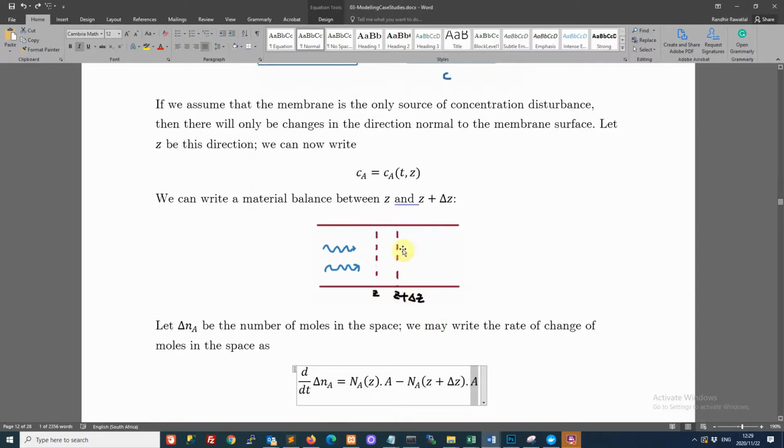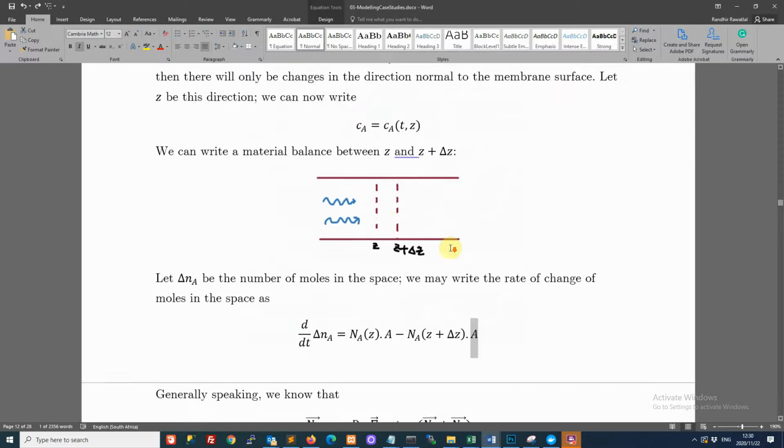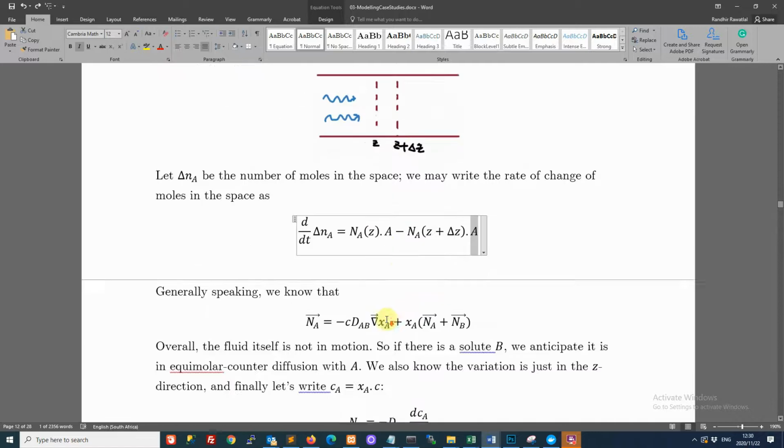And just note here, this is not the membrane. Just to clarify that, here's the membrane sitting out here, and we are not talking about the membrane now. We are just talking about some arbitrarily chosen space here, right? Because we want to write a mass balance across the space. We want to know how A is varying as we look away from the membrane, as we look into the compartment. So into the compartment, we need to just pick some arbitrary space, Z to Z plus delta Z, and write a balance there. And then hopefully that balance will tell us something about how A is varying across the space. So that's not the membrane, but it's just a chosen space, Z to Z plus delta Z.